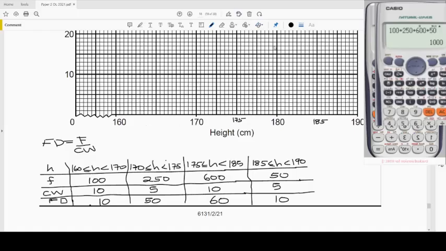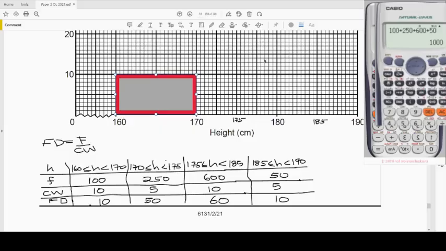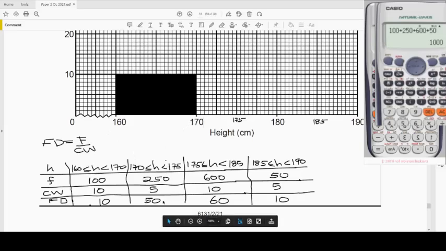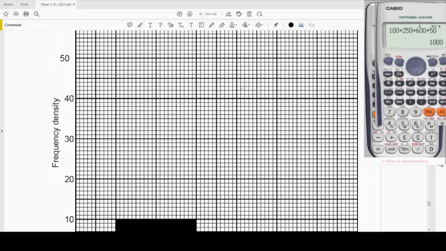So let's see. We have a bar here from 160. Okay, I just want to highlight it so that it's clear for everybody to see. Okay, so that's our first bar graph. So it's from 160 to 170, and the frequency density is 10. The next one is from 170 to 175, and the frequency density is 50. So that's 50. So that is going to be a really tall one.